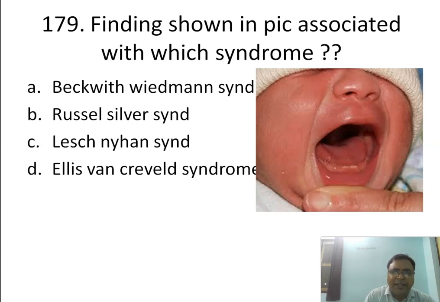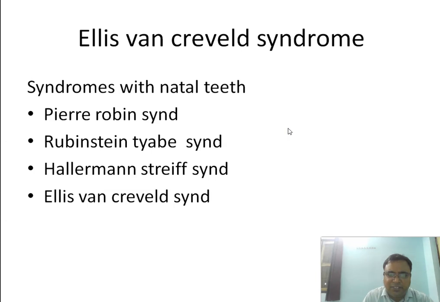Next, findings shown in the picture is associated with which syndrome? What you are getting in this picture? This is a newborn, this is your natal teeth. If natal teeth is there, which syndrome among these four is having natal teeth as one of the clinical features? Is it Beckwith-Wiedemann? Is it Russell-Silver? Is it Lesch-Nyhan syndrome or Ellis-van Creveld syndrome? The answer is Ellis-van Creveld syndrome.